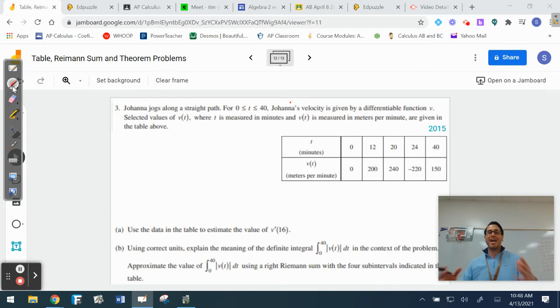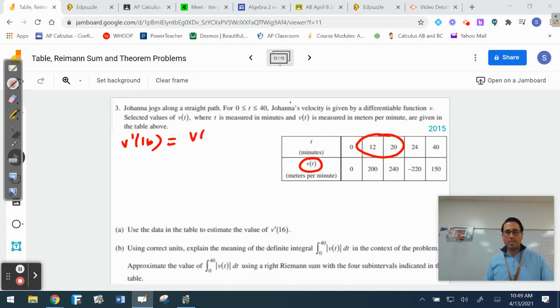I'm not going to waste the time doing the busy work math with you guys, but you may want to do it. I use the table to estimate v prime of 16. Well, since this is v of t, v prime would be the derivative, which would be the slope, which would be an average rate of change. And I'm going to use between 20 and 12. So that's just v of 20 minus v of 12 all over 20 minus 12. And if you do that work correctly, you get 5.